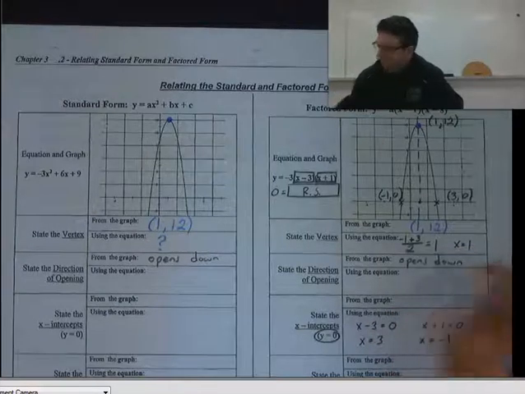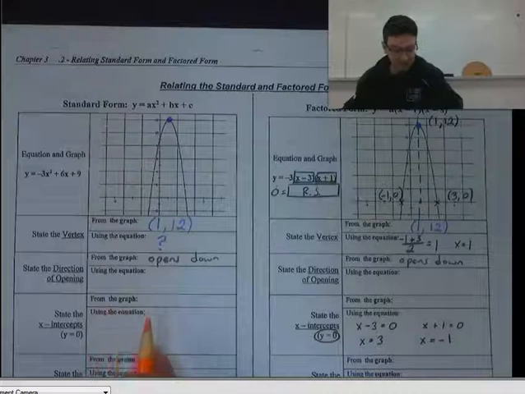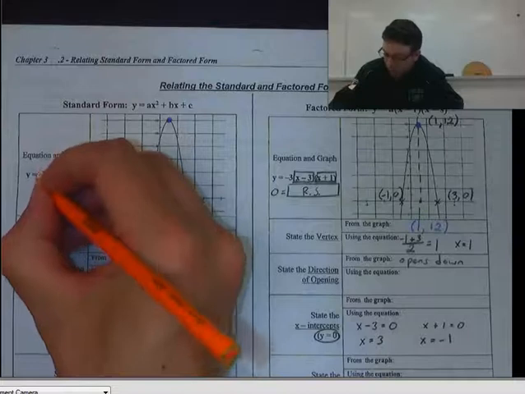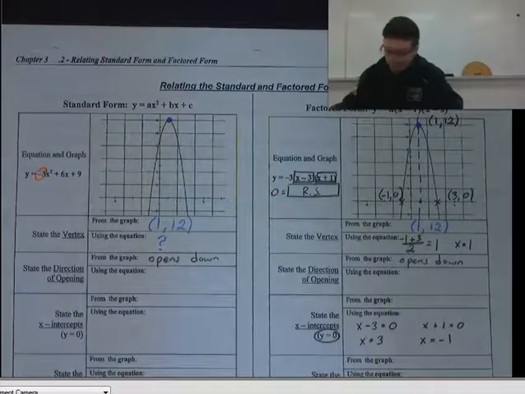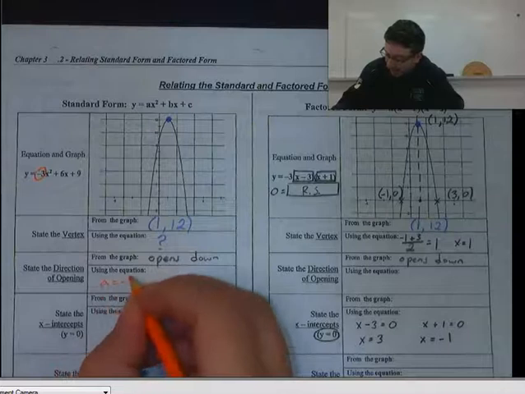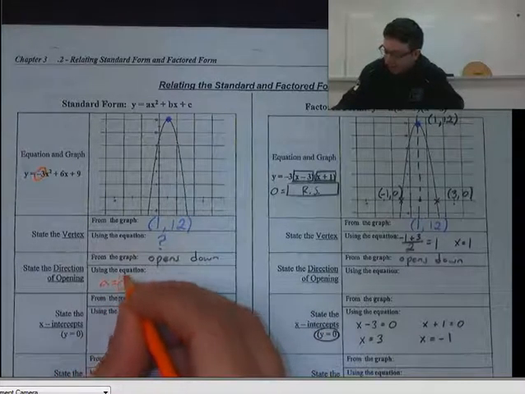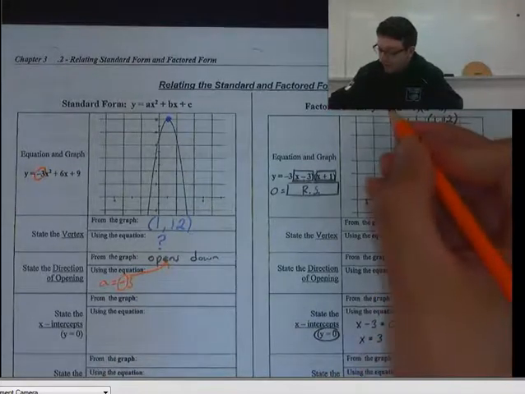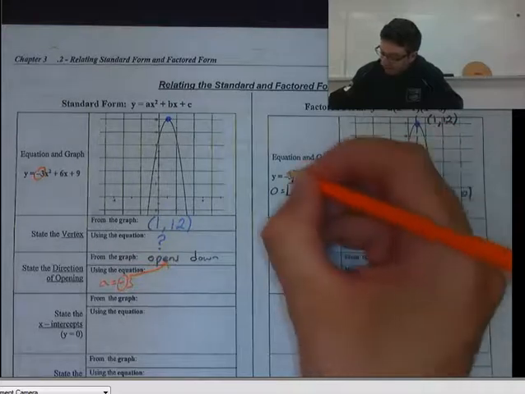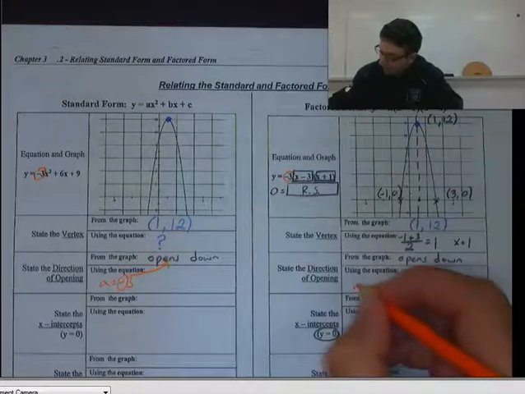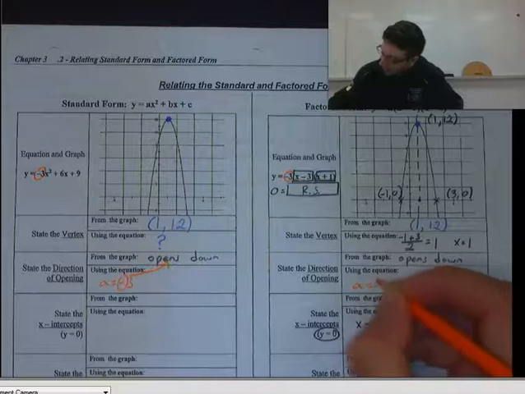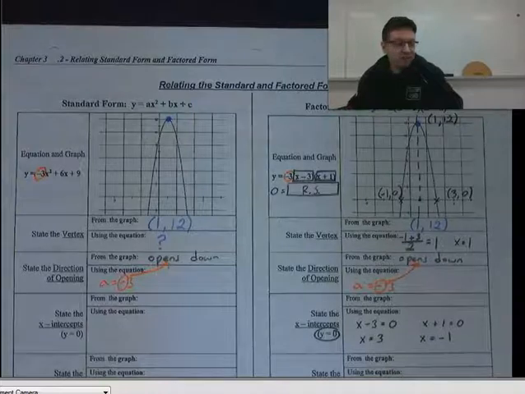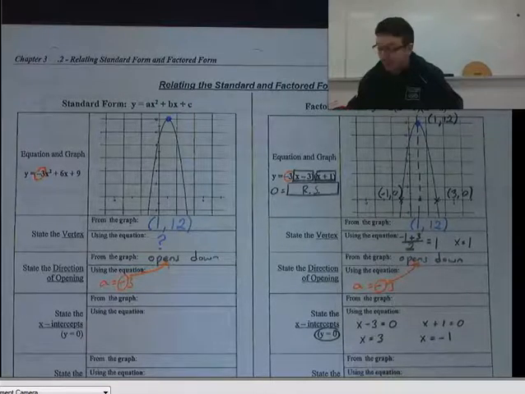Can you easily see that from the equation? The answer is yes, in both cases. Here, you look at your a coefficient, which is -3. So I say a equals -3, and because it's negative, I know it opens down. And I can do the same thing here. We still have that same a coefficient here. a equals -3. And again, because it's negative, it opens down. So just as easy to figure out whether or not the graph opens up or down from either equation.